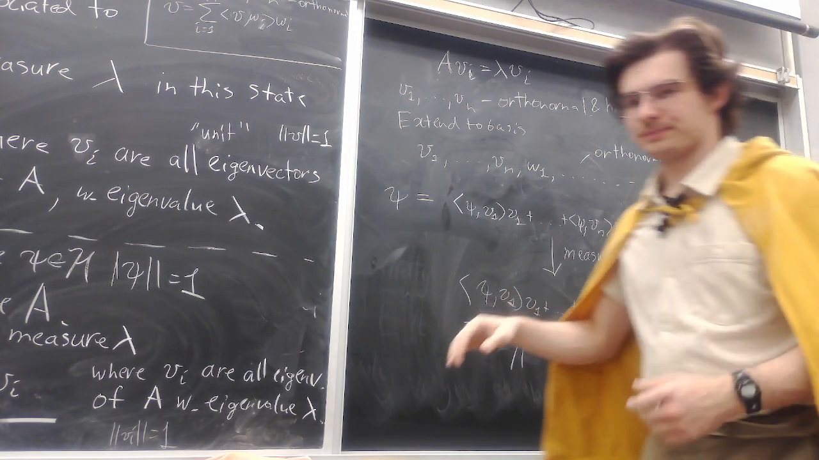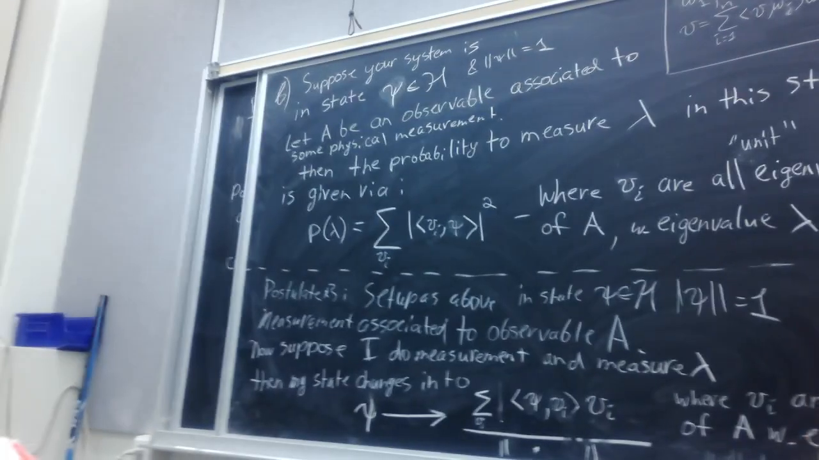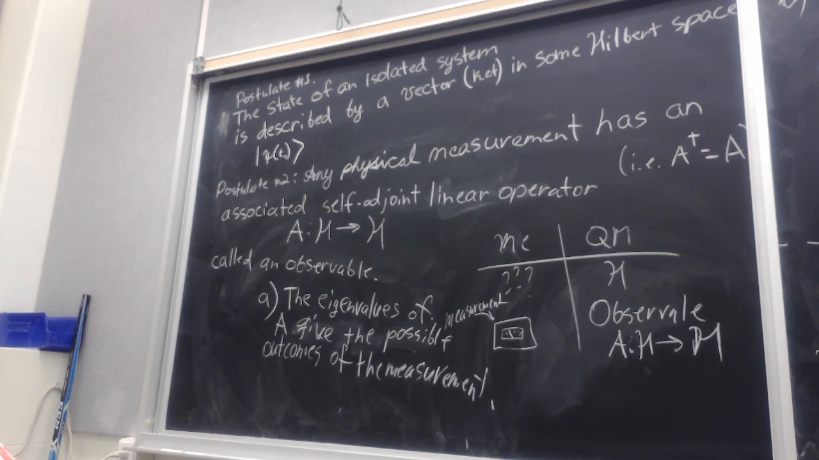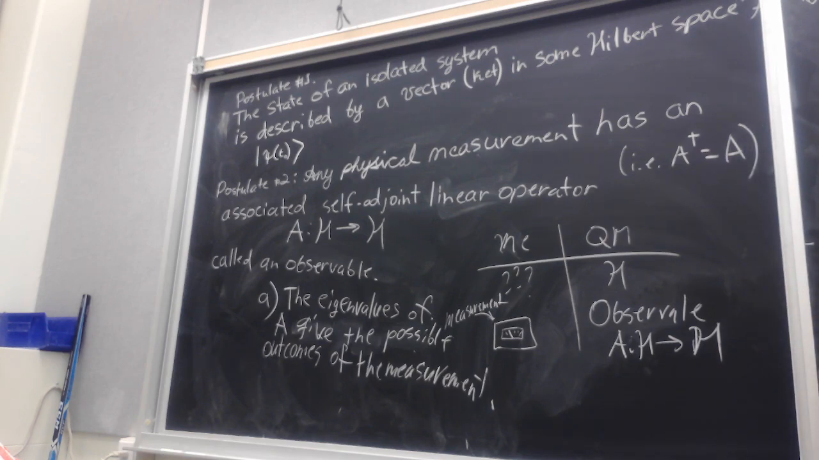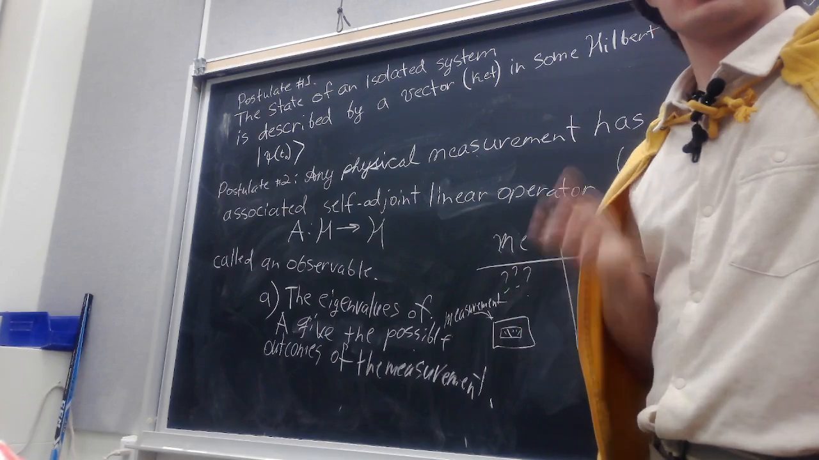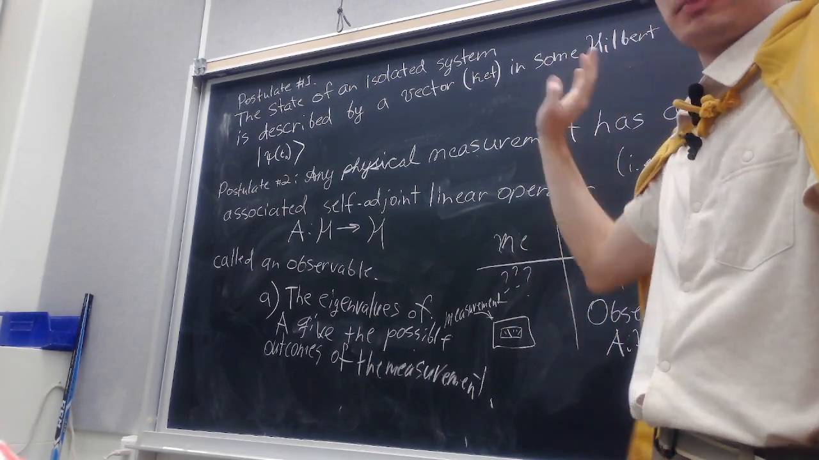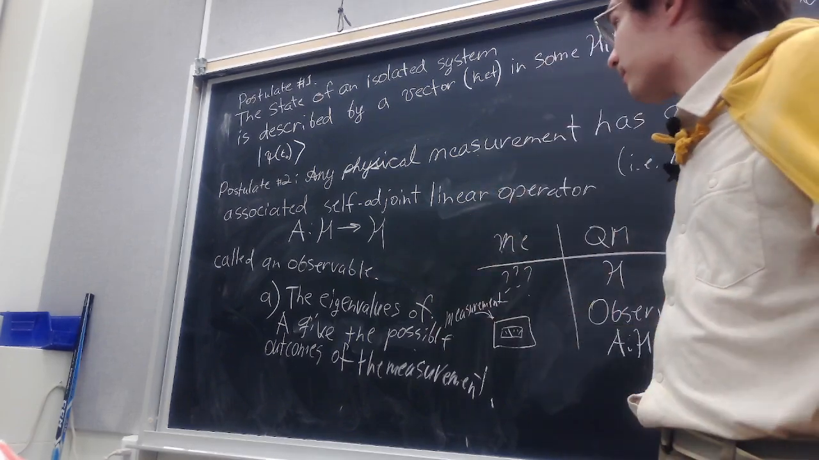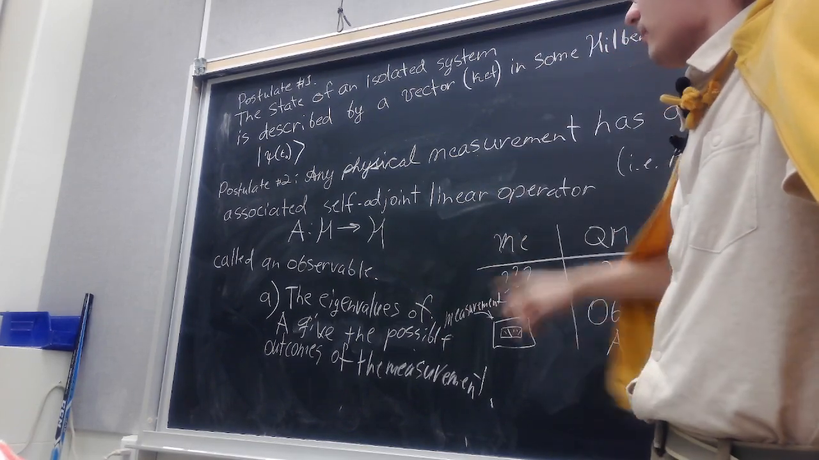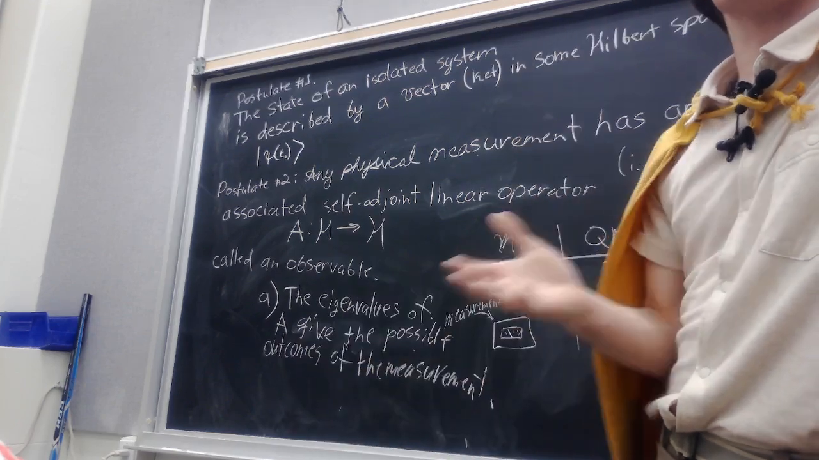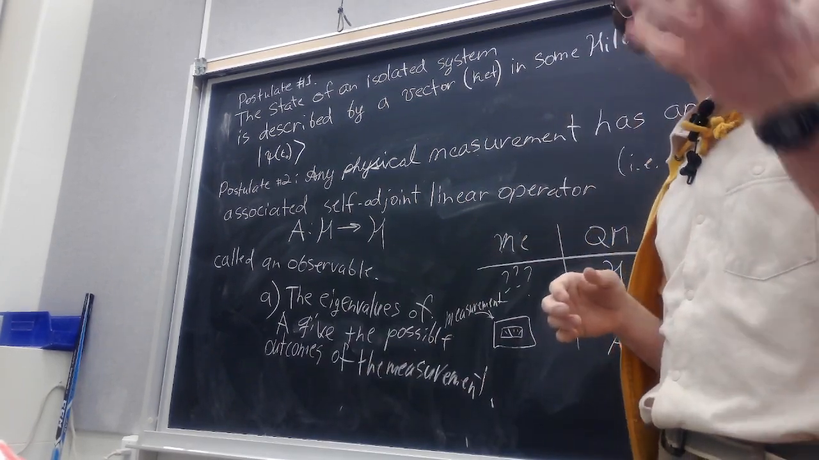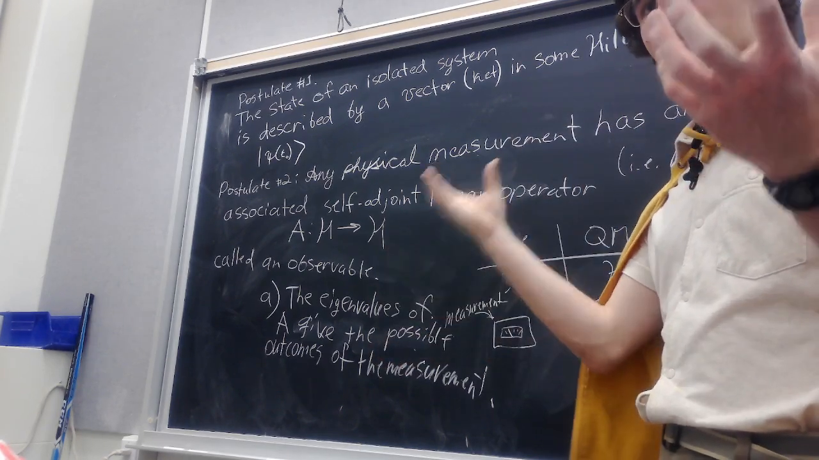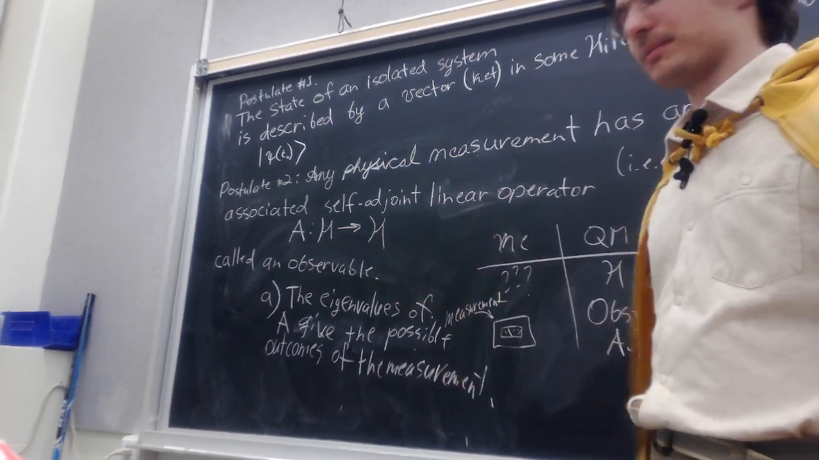We have states. And if we are in an isolated system, then the state of the system can be described by some vector in some Hilbert space. That's postulate 1. That whatever we're doing, we're working over some Hilbert space. Good. Then I'm saying, suppose there was something I can measure in the real world. That means that associated to this measurement in the real world, there has to be some self-adjoint linear operator associated to it, and I'm going to call that an observable.